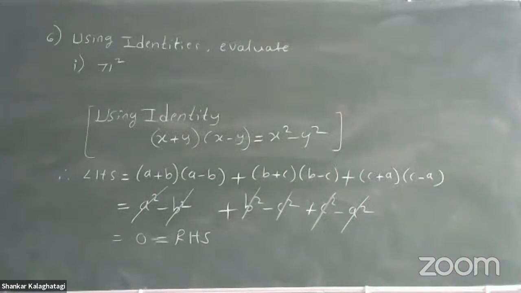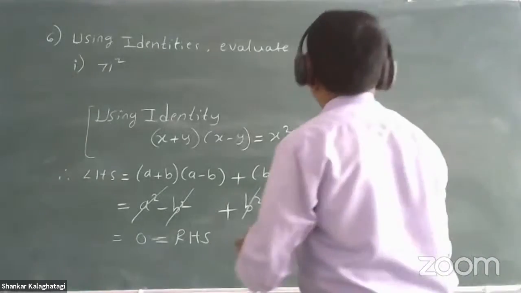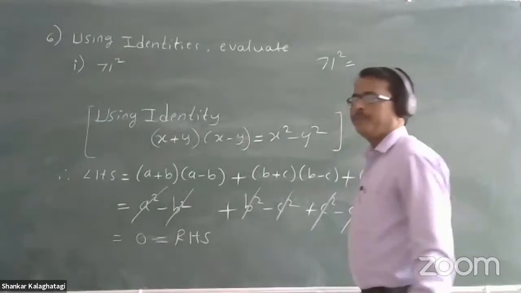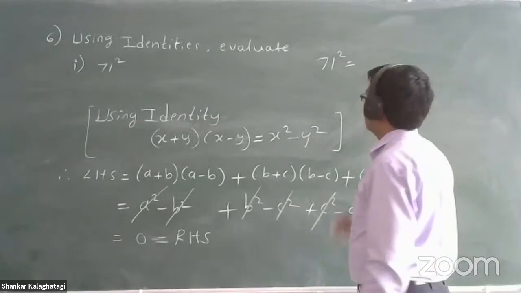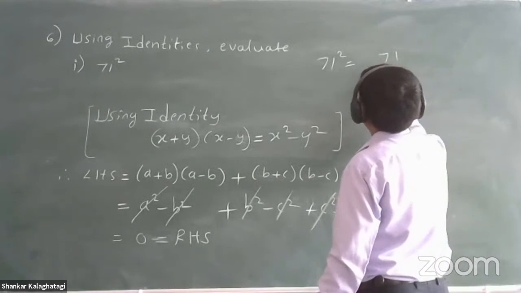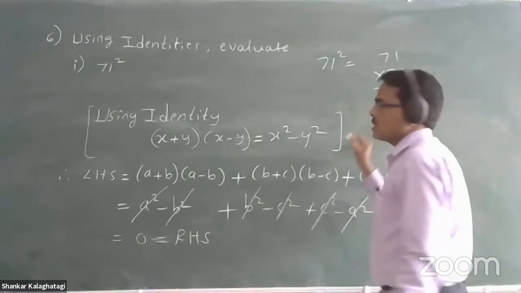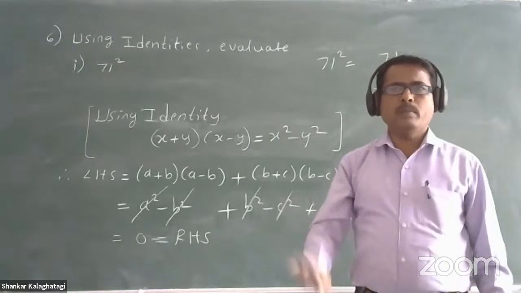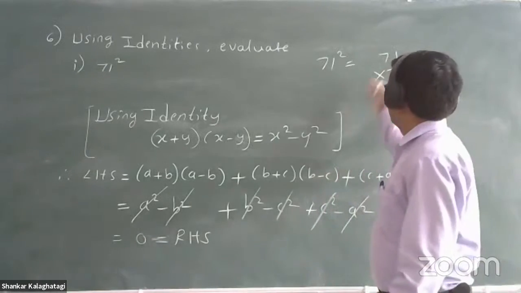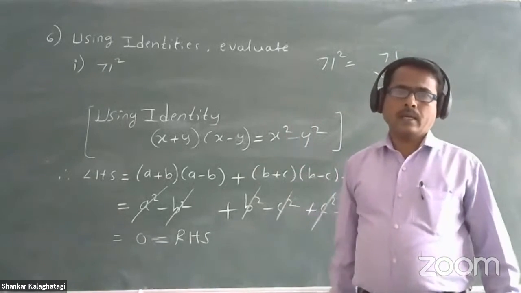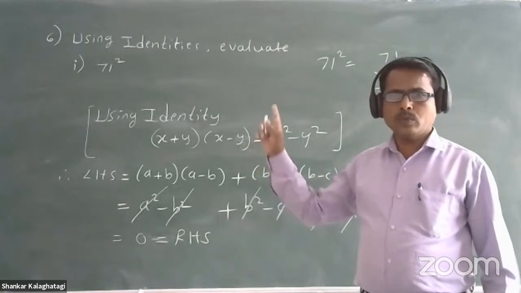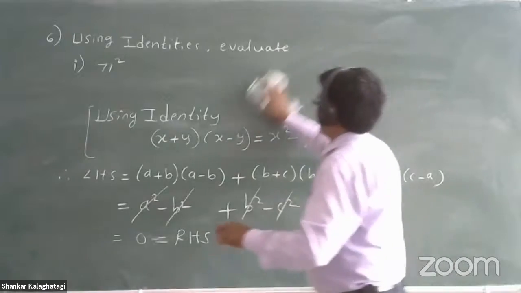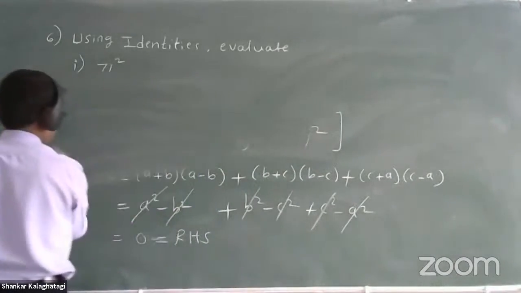They have told to use identity. In exam, if 71 square is asked, some students, if you have forgotten identity, will do 71 into 71 and write the answer. It is waste of time. They don't give marks because multiplication comes in 5th standard. You have to use identity means you should use identity only. Okay. Which identity do you use here?